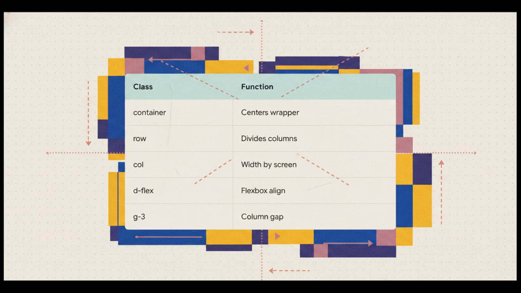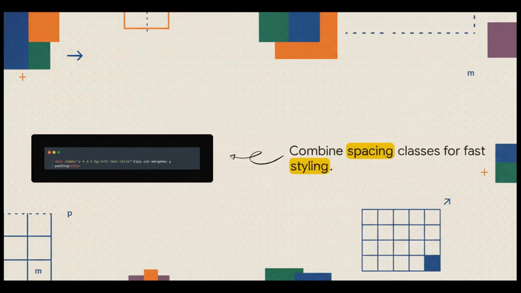It is just a beautifully logical system once you get the hang of it. Now, what's really interesting here is how ridiculously simple the syntax becomes. Take a look at this code snippet. We've got a div with the classes p-4 and m-3.